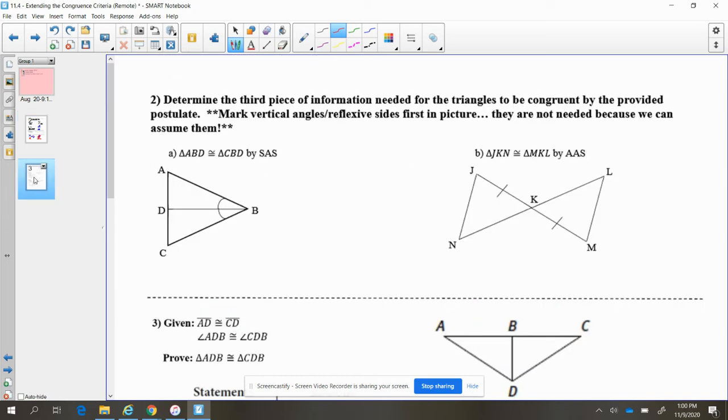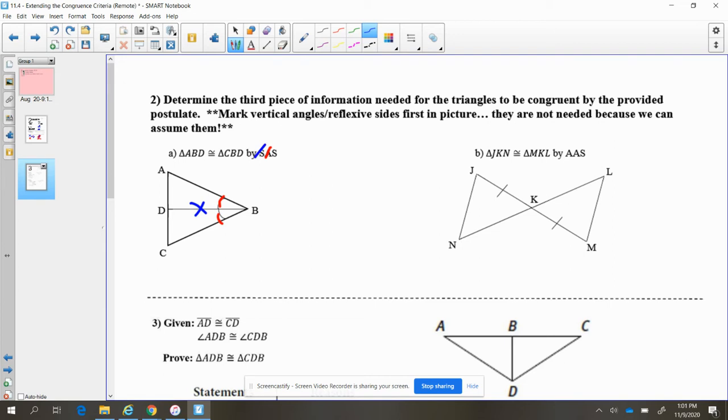All right, last new bit of information then from 11.4 is asking us to look at each of these and say, if I wanted to prove these triangles congruent by this particular method, what other piece of information would we need? Now, notice in this first picture, they gave us that these angles were congruent, okay? So basically the angle portion of this we have given to us. We also are allowed to assume by the reflexive property that DB is congruent to DB, right? So that's a pair of sides.